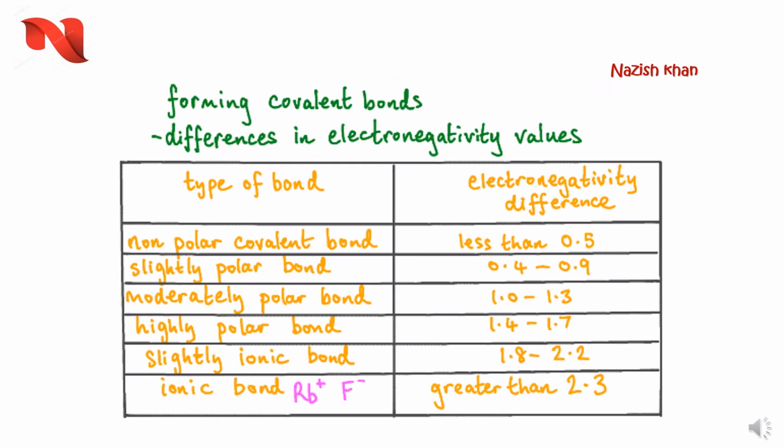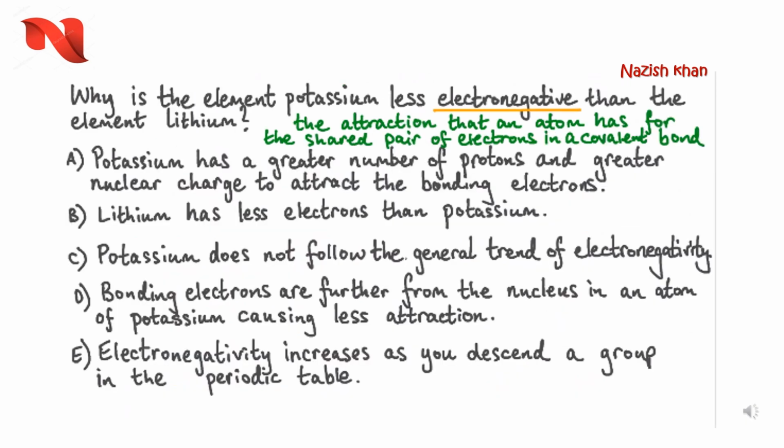We will now look at a question to test your understanding of the concept of electronegativity, kids. Why is the element potassium less electronegative than the element lithium? A. Potassium has a greater number of protons and greater nuclear charge to attract the bonding electrons.